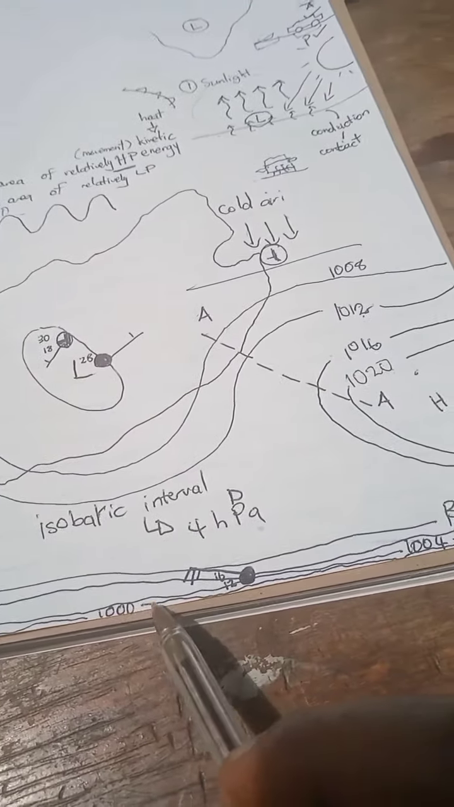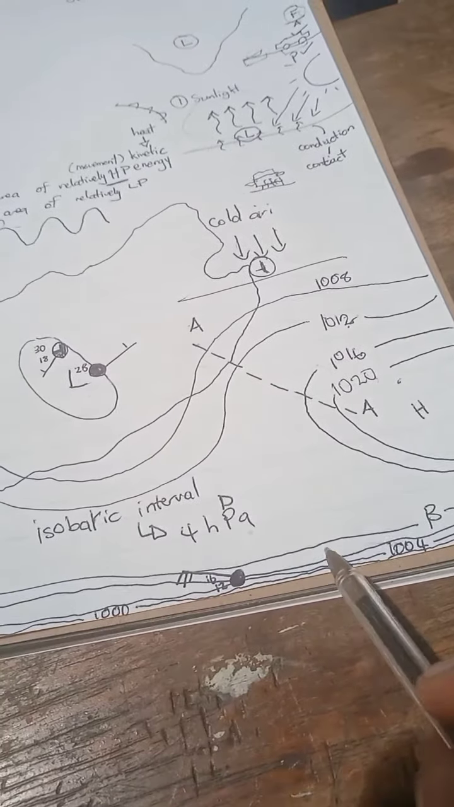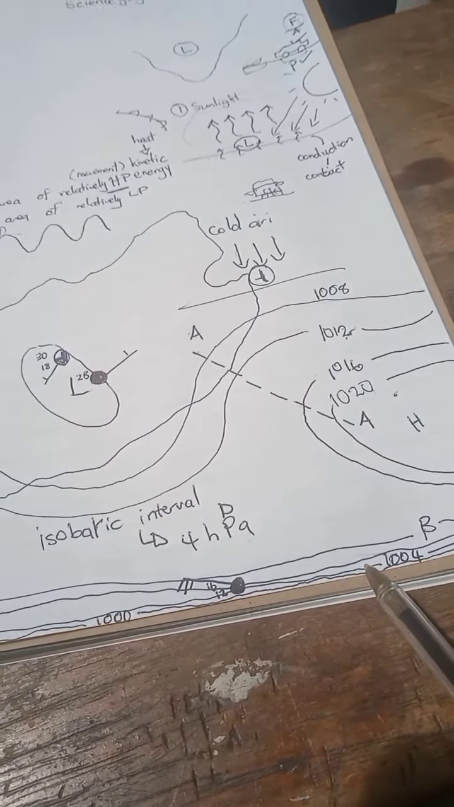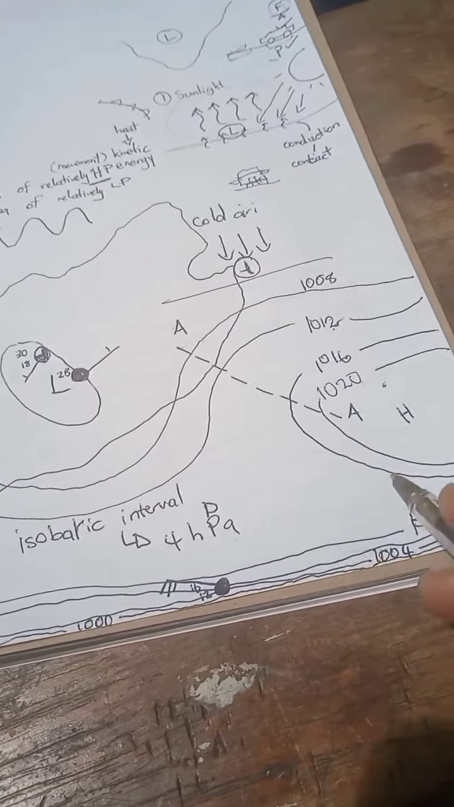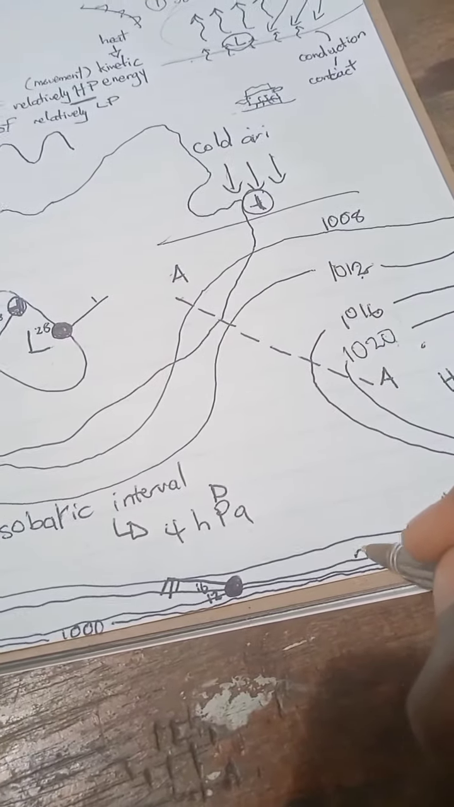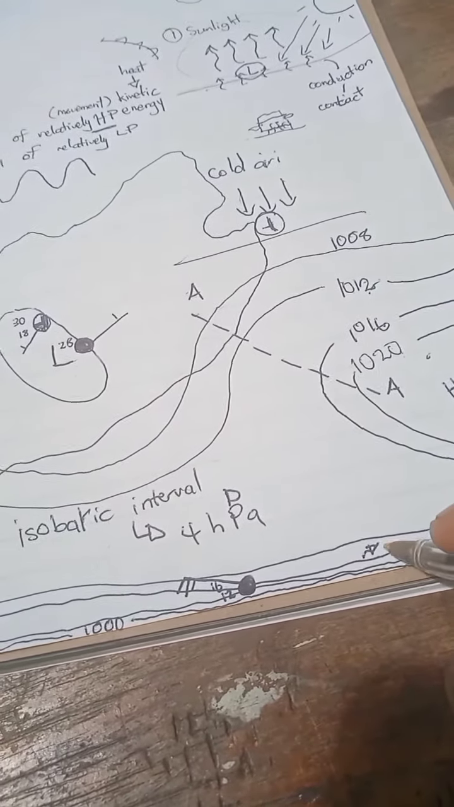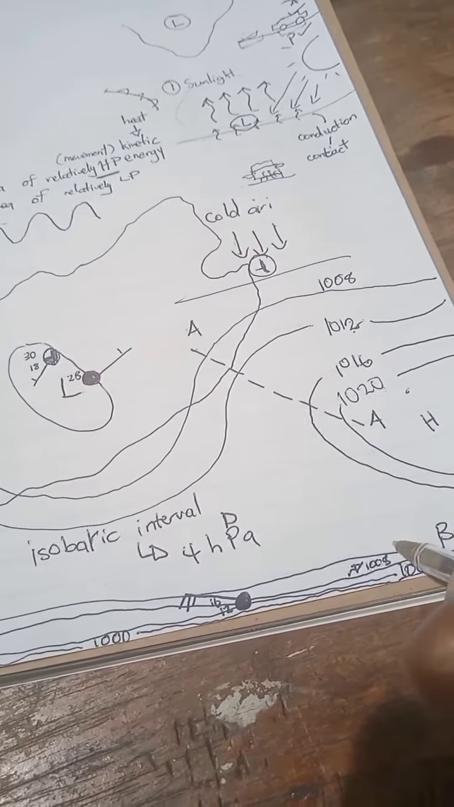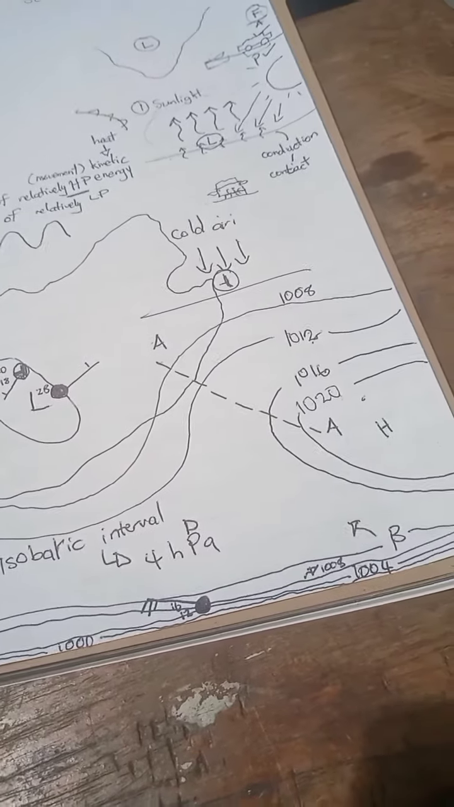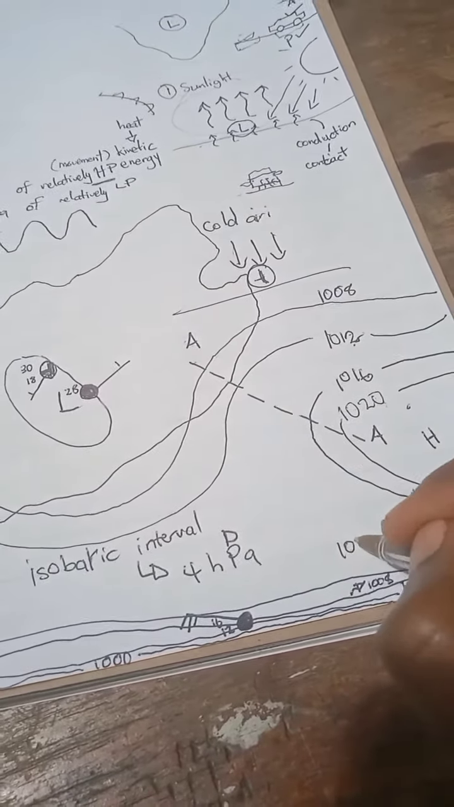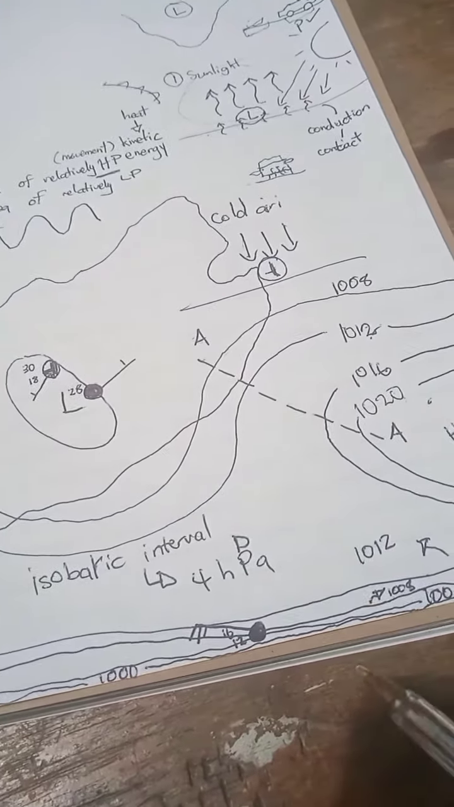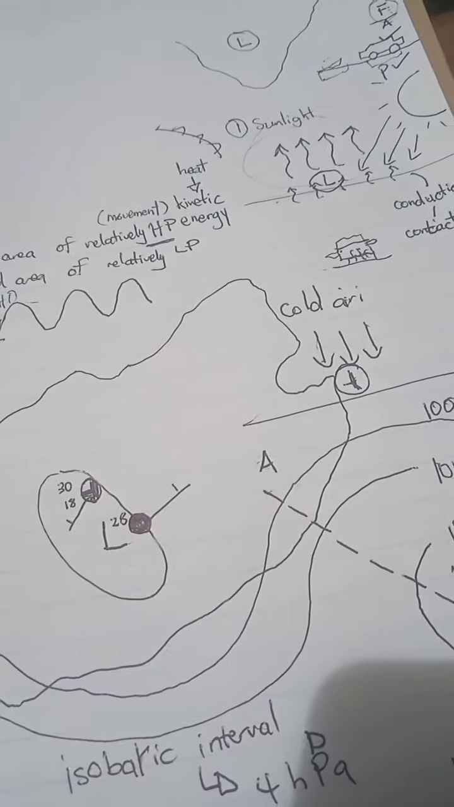Let me demonstrate this again. You have 1,000 hectopascals. The next, consecutive isobar is 1,004. So this means that the following one has to be 1,008, right? And then the following one, which is the B isobar, of course, has to be 1,012, guys. So it's basically just adding fours until you get to B. So it has to be 1,012 hectopascals.